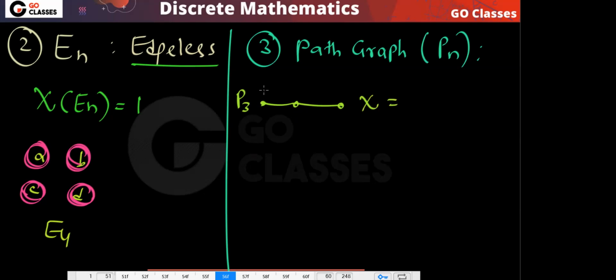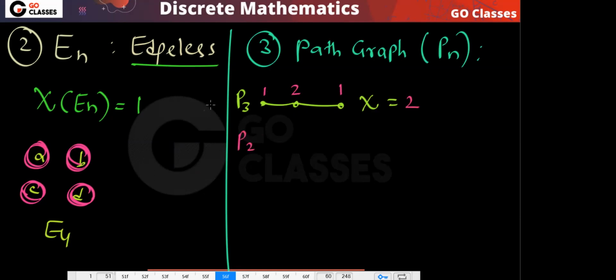See, very simple. If you give color number 1 here, you can give color number 2 here, and you can reuse. Again, you can reuse, right? If I give color number 1 here, I cannot give color number 1 here, so let me give color number 2. I can reuse color number 1 again. So here the chromatic number will be 2.